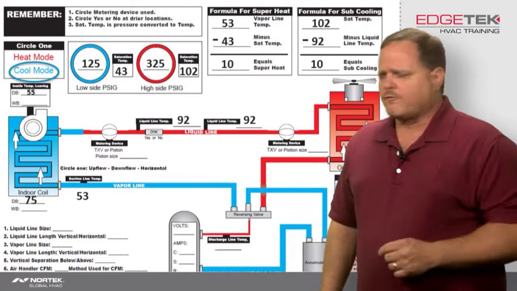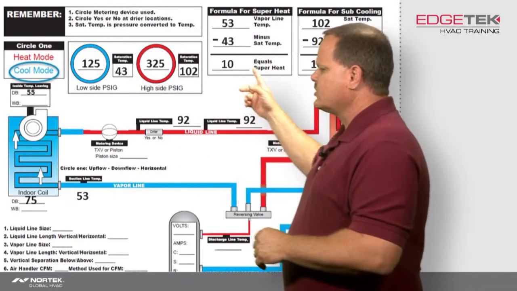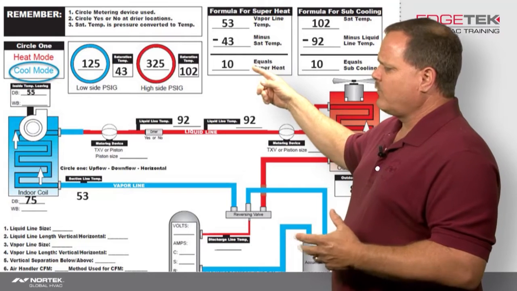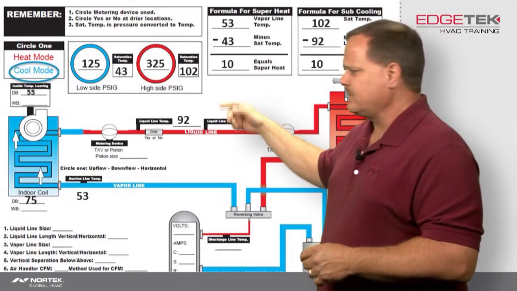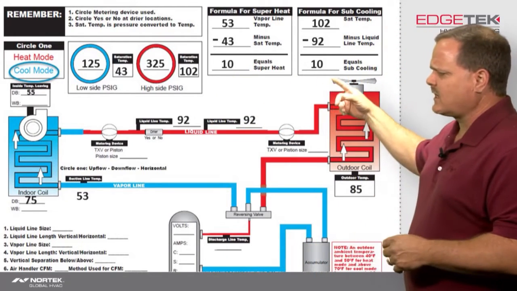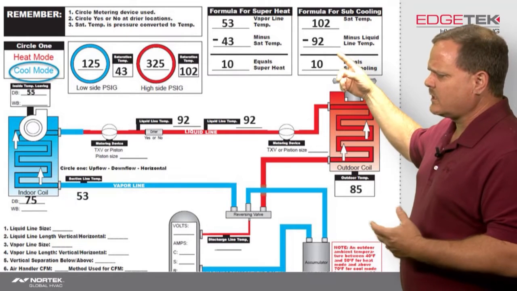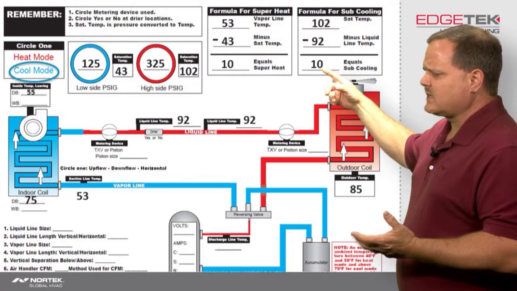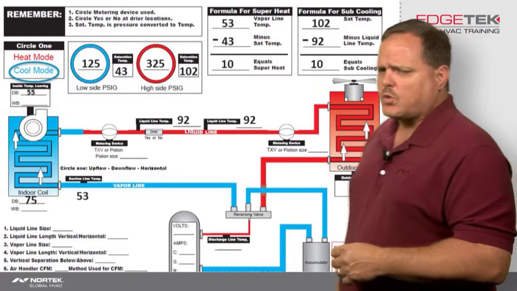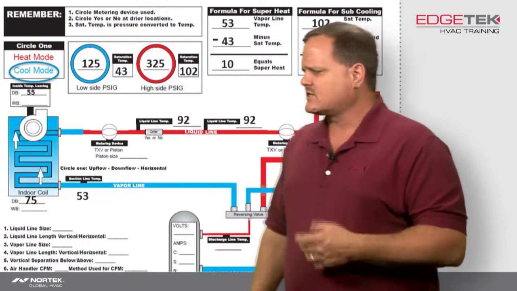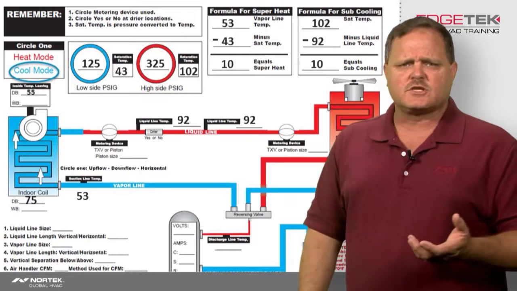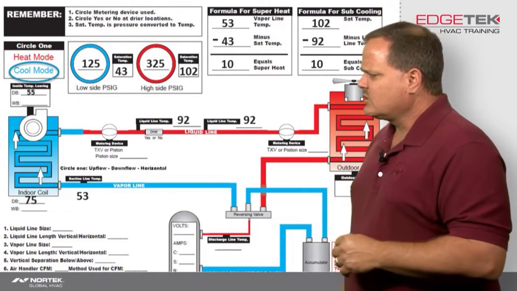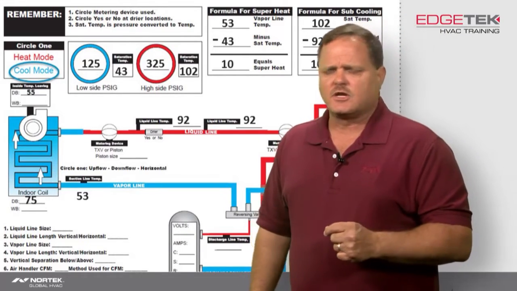So when we throw it into the formulas, if you look up here where the superheat is, 53 minus 43 gives me 10 degrees of superheat. And then going to our subcooling side of things, we've got a 102-degree condensing temperature and a 92-degree liquid line temperature, giving me 10 degrees of subcool. So that's a 20-degree drop across the coil, 10 degrees of superheat, 10 degrees of subcooling. You just can't ask for a system to be functioning any better than that.